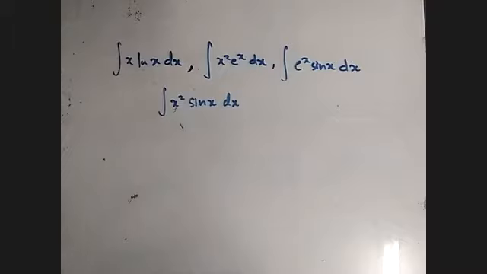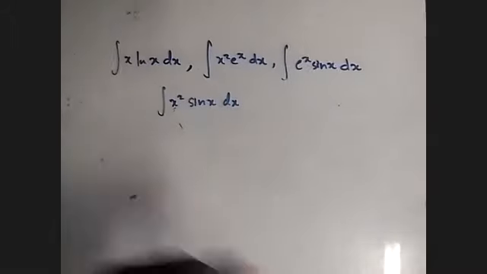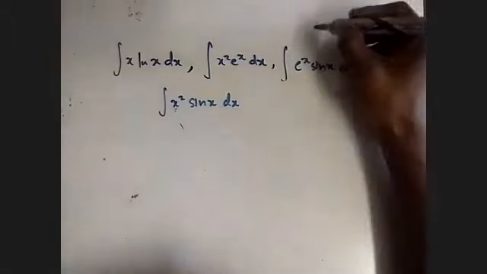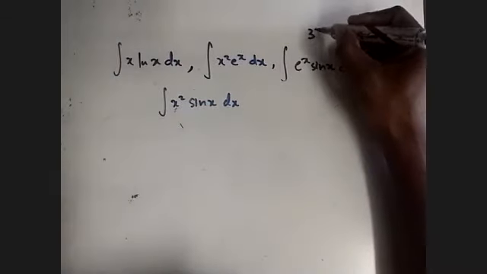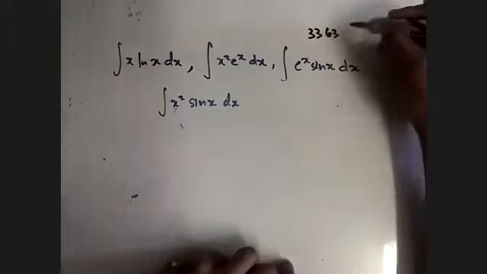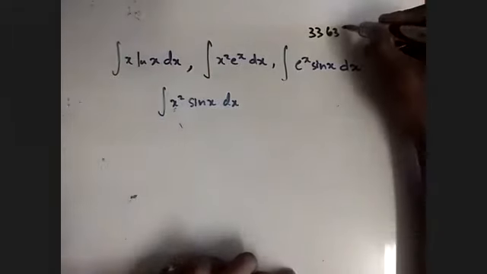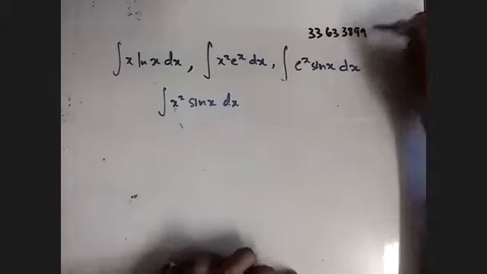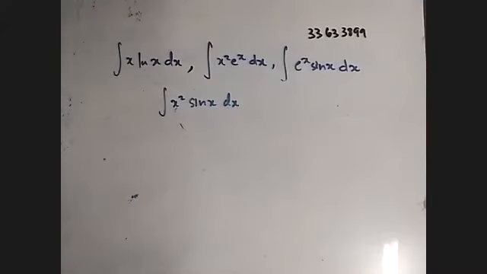So let me randomly choose. 3 3 6 2 8 3 3. Okay, let me write this number down. 3 3 6 3 6 3 3 8 9 9. Okay.